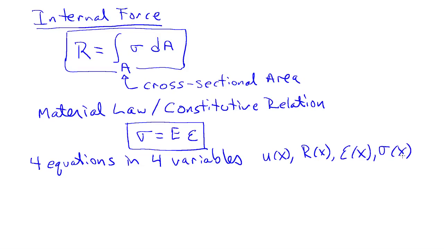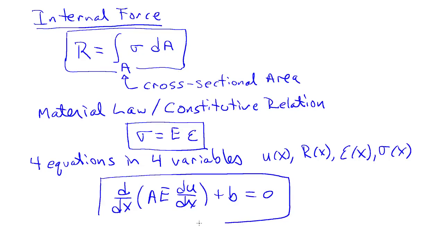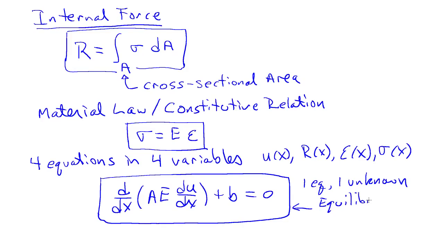If you want, you can combine them all together, and you can write them as a single equation, d by dx of AE du dx plus b equals 0. And in this representation, we have one equation and one unknown. And that unknown is the displacement. So this is equilibrium in terms of displacement.